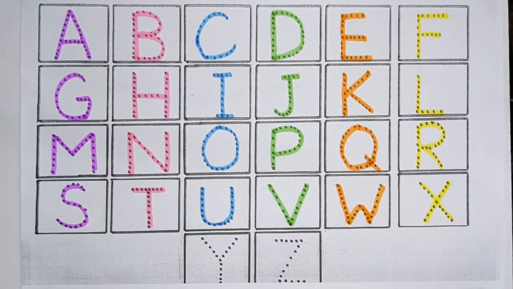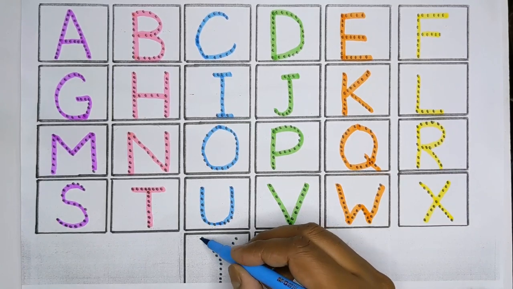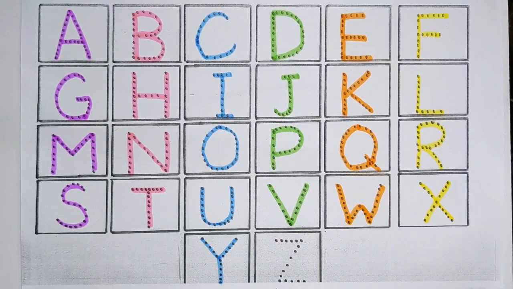X for x-ray, sky blue color. Y for yak, light green color.